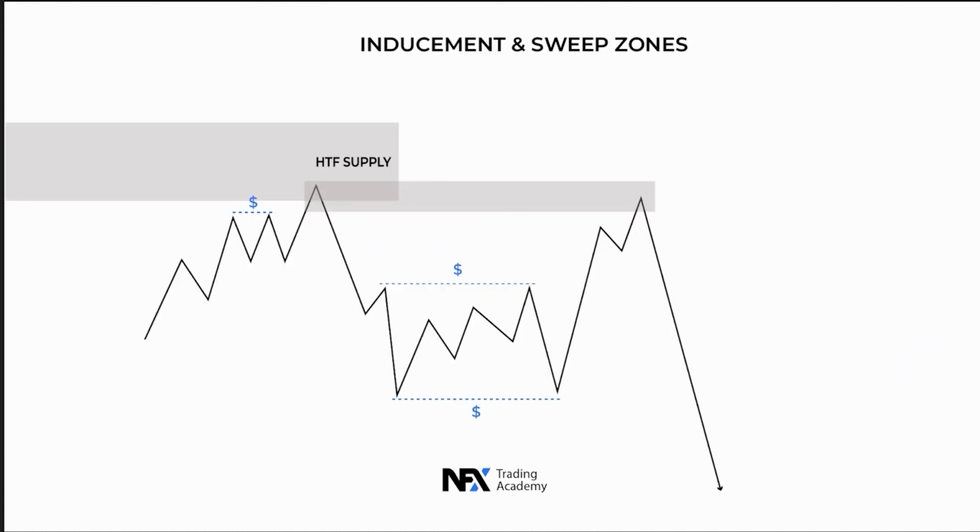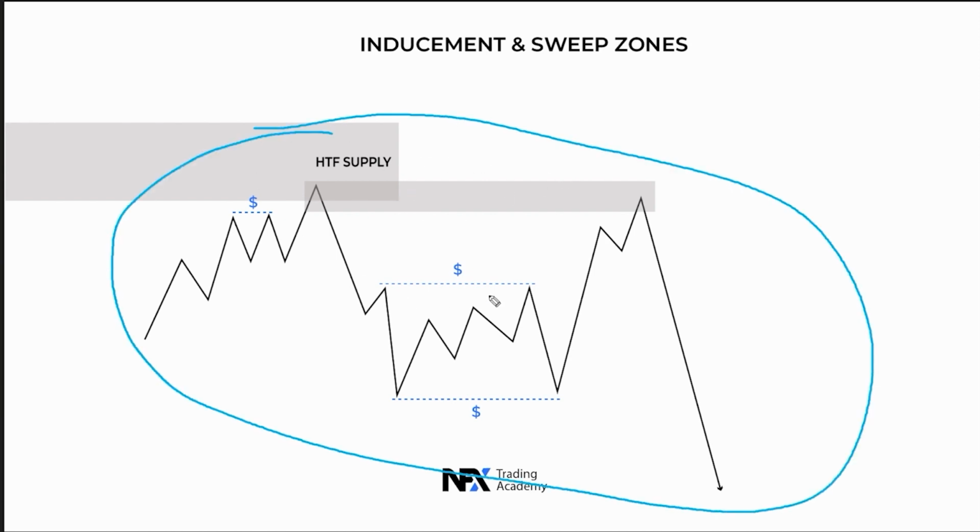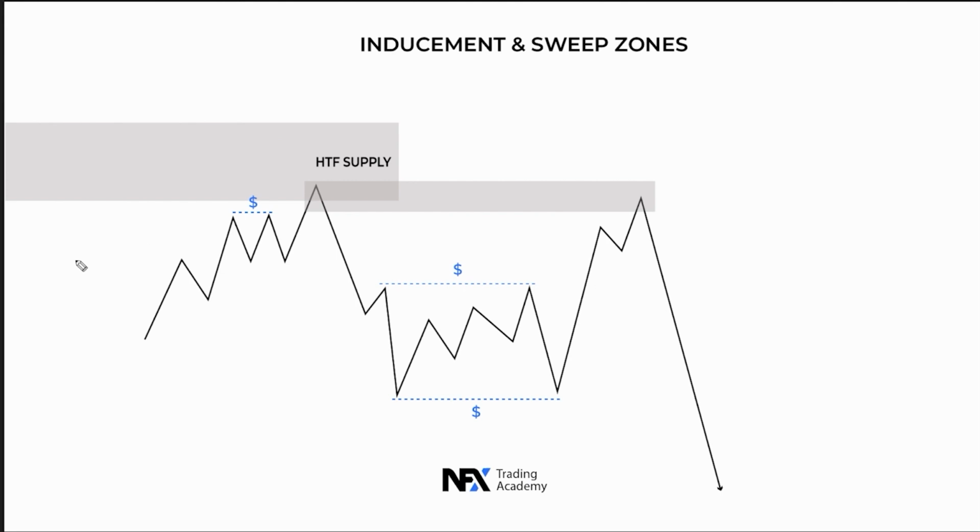Now, last of all, we can talk about inducement and sweep zones. This is one of the most used trading models, if I can call it that, for my entries. This works best on reversal trades because price, as you can see here, let's say this is the 15-minute time frame, this is the higher time frame supply, which is the 4 hour. So price works its way up. You can see liquidity being built before the supply zone, and then once price hits the supply zone, we have a huge drop right there.